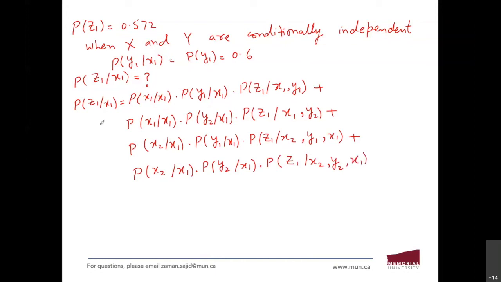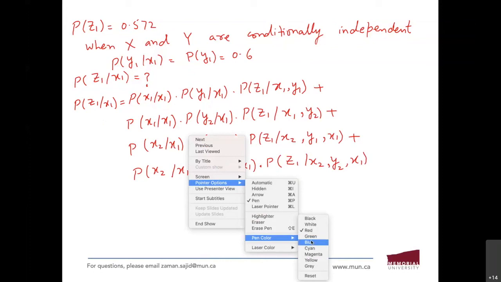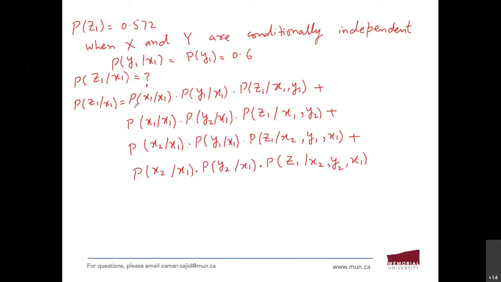That is your conditional probability of Z1 given X1. Now let's look at the simplification of this term. Let me use another color again. If I start from here, this term, the probability of X1 given X1, turns out to be equal to 1 here. So this whole term, as I mentioned here, X and Y are conditionally independent, so this term will reduce to P of Y1 only, the value of which is 0.6.